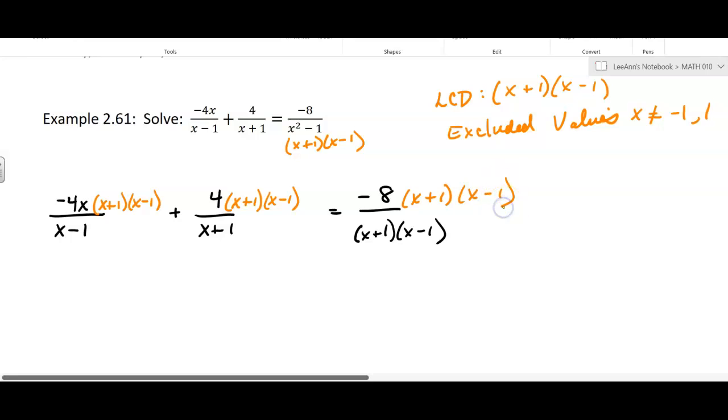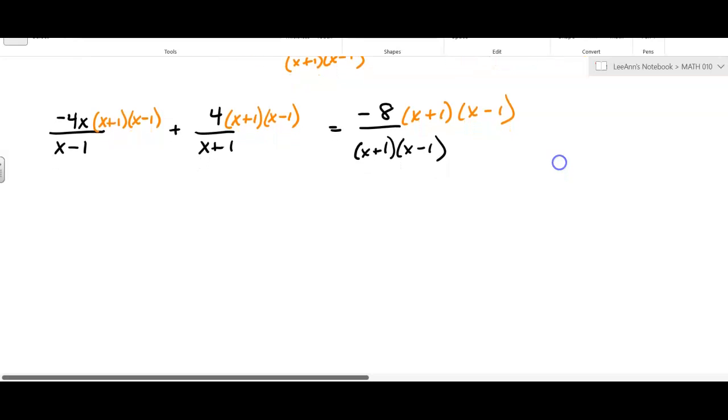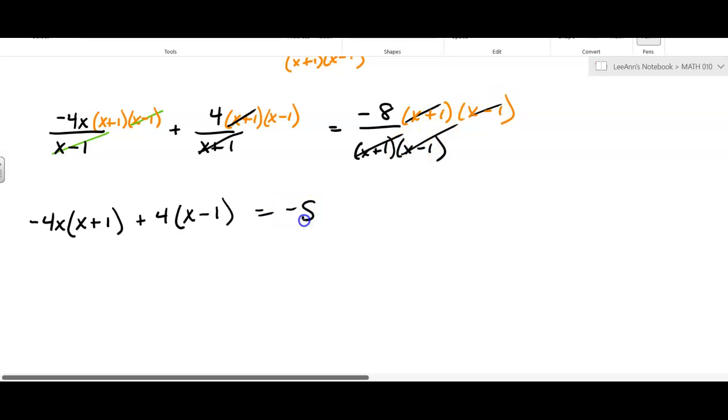Now, you may have another way of writing it out. It's kind of visual, like you might not have to write everything out, but if you want to see everything, there it is. Okay, so now we're canceling out those denominators. So for the first one, we're going to get -4x times x plus 1. Then we're going to cancel the x plus 1's there. We're going to have plus 4 times x minus 1. And then on the other side of the equal sign, the x plus 1's cancel, the x minus 1's cancel, and we get -8.